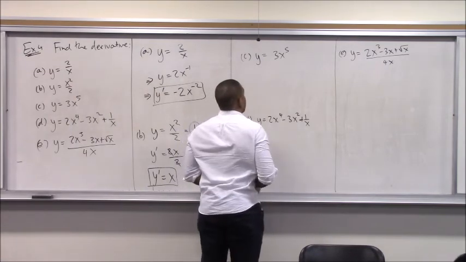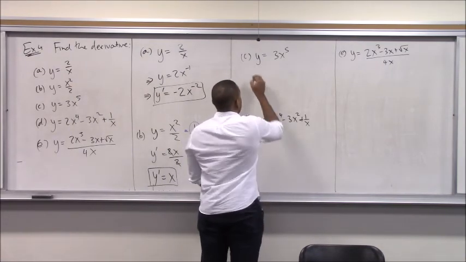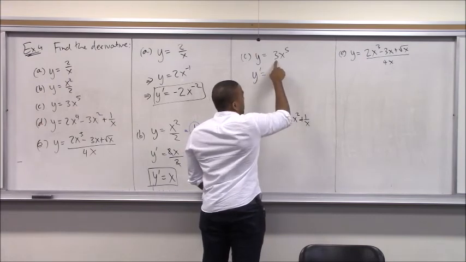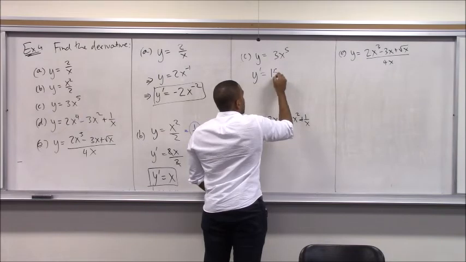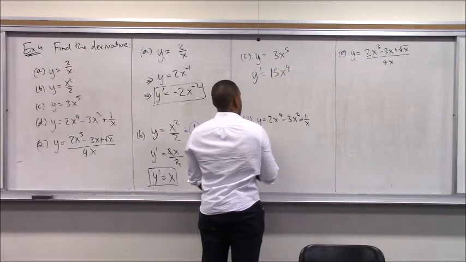What about this one? So that one's kind of straightforward. Leave the constant alone, differentiate the function part. 5x to the 4th, so you get 15x to the 4th. What about this one?